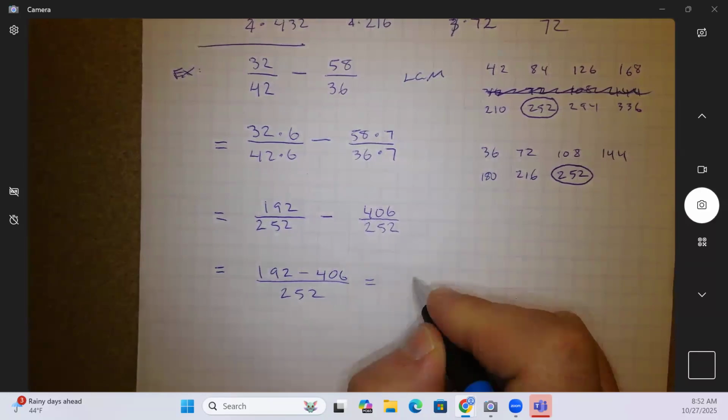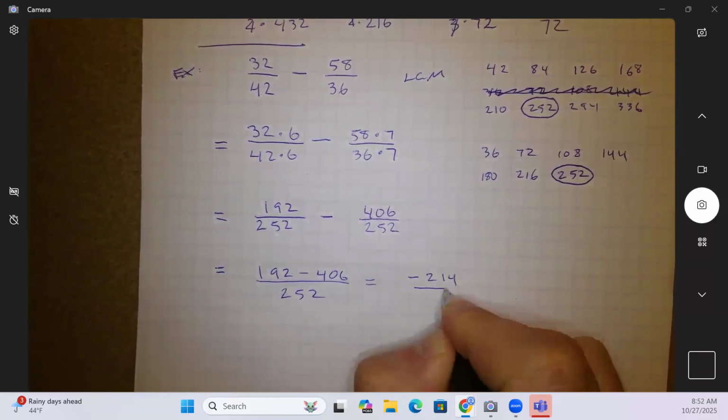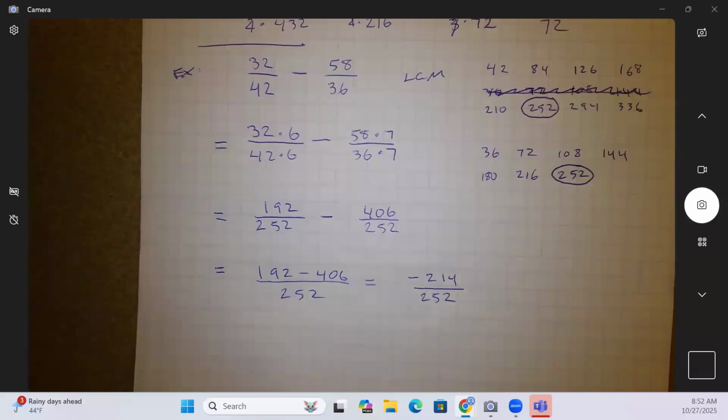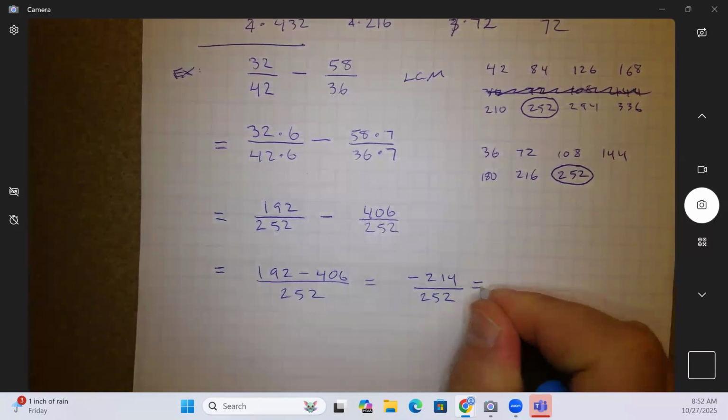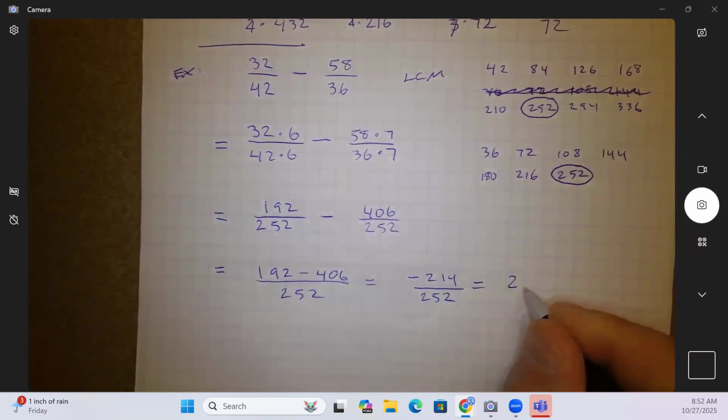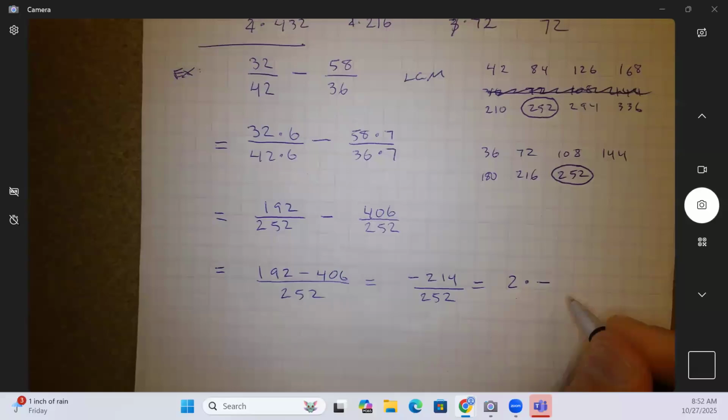I get negative 214, all divided by 252. That is my answer. Is that answer reduced? It isn't, because they're both even. So I'm fine with this, but probably my open math is going to want a reduced fraction. And that's going to continue giving you practice, which is good. So they're both even, which I could write therefore as 2 times, let's see, that's negative 107.